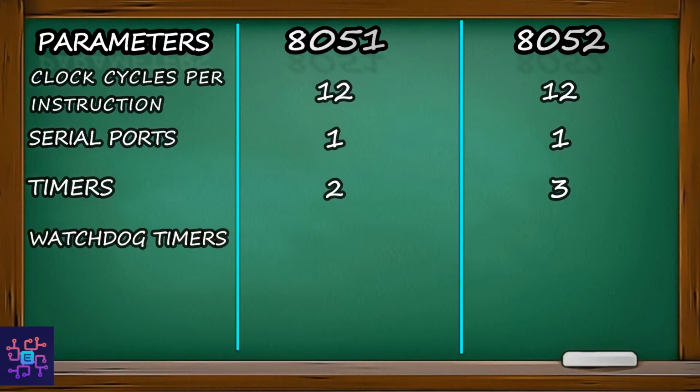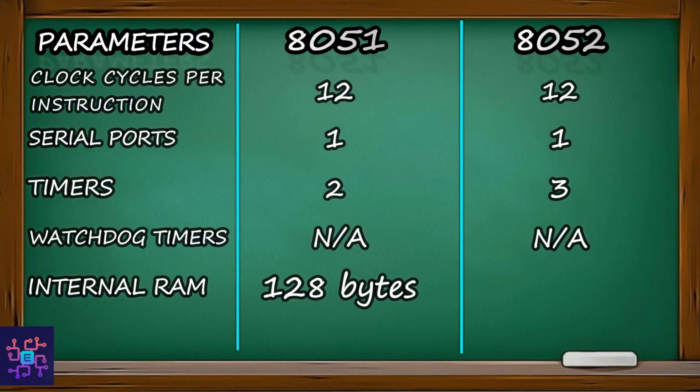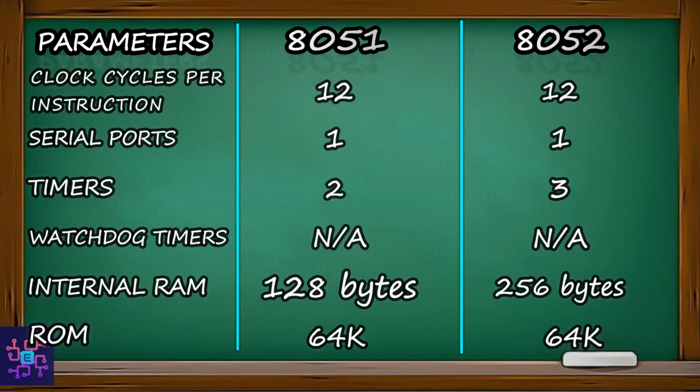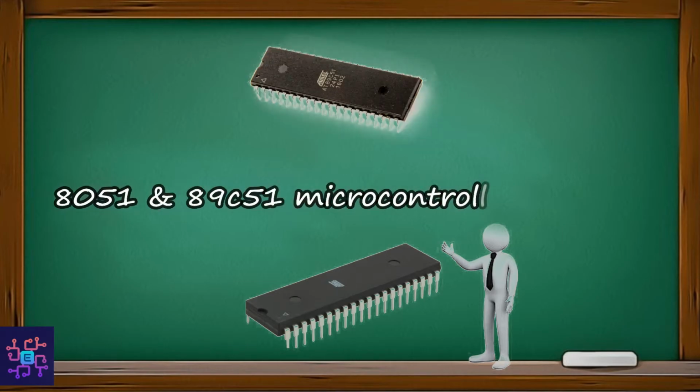The watchdog timers are not available in the 8051 and 8052 series. The internal RAM in 8051 is 128 bytes and in 8052 it is 256 bytes. The ROM for both 8051 and 8052 is 64K. So moving forward, we will focus on 8051 and 89C51 microcontrollers.